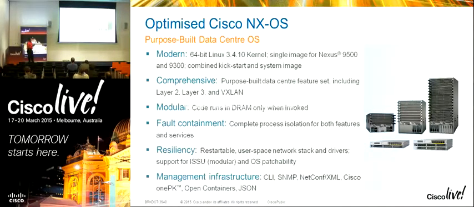Faults are contained in a container. So Linux containers are very common nowadays. So what we did, we use Linux namespaces. So everything is contained in it, and doesn't affect other processes. Then you have ISSU and other OS patchability, like Chef and other tools that you can use.